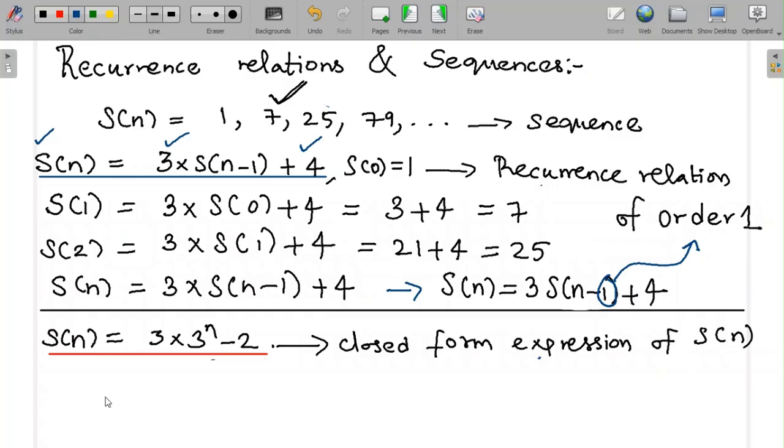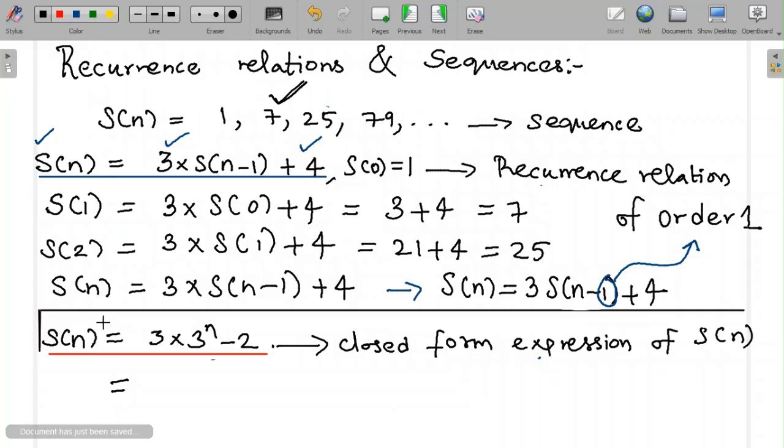The next thing we look at is how to solve the recurrence relation. Solving the recurrence relation means that we have derived a closed form expression of S of n. By closed form expression, we refer to a function in n which depends only on n and not on any terms of the sequence. For example, the same recurrence relation that we have taken up here can be solved and expressed in the form of this closed form expression, which is 3 times 3 power n minus 2.